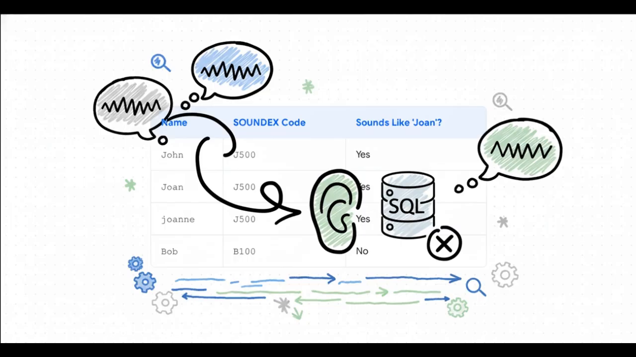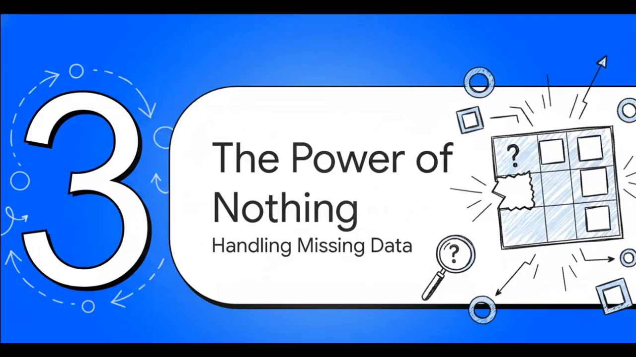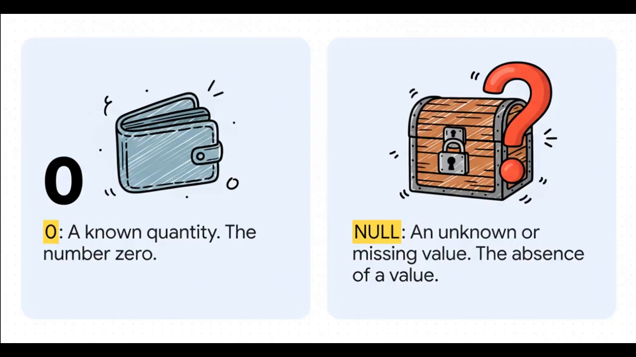This is such a game changer for finding data you'd completely miss because of a simple typo. All right, let's switch gears a bit and talk about something a little more philosophical, but absolutely critical. What happens when data isn't just messy, but it's completely missing? How does a database deal with nothing? It's a weird question, but the answer is so important. And you have to understand this distinction right here.